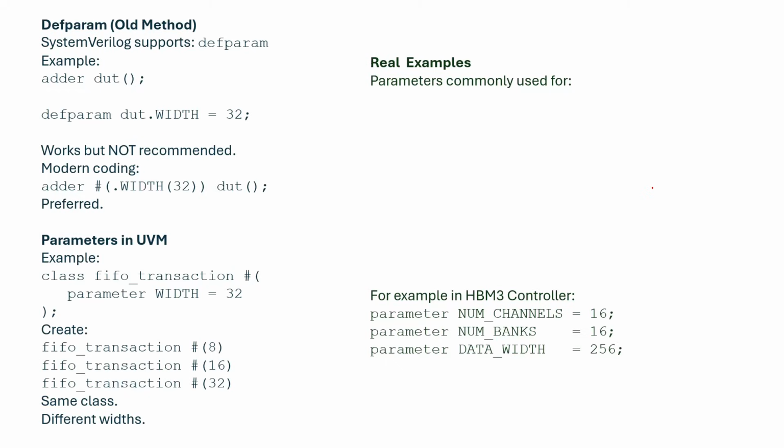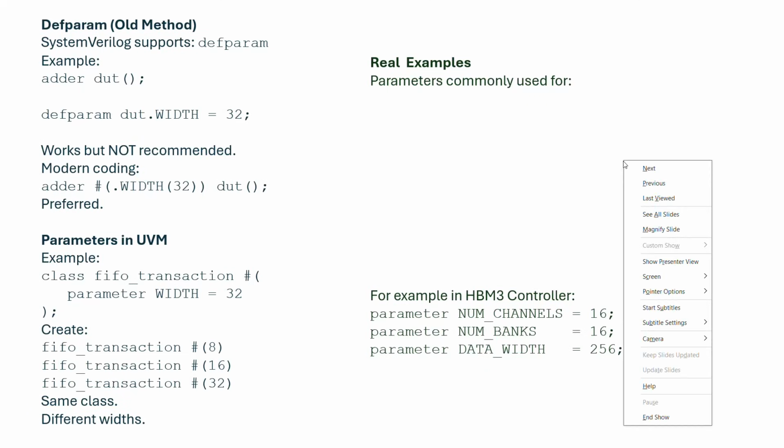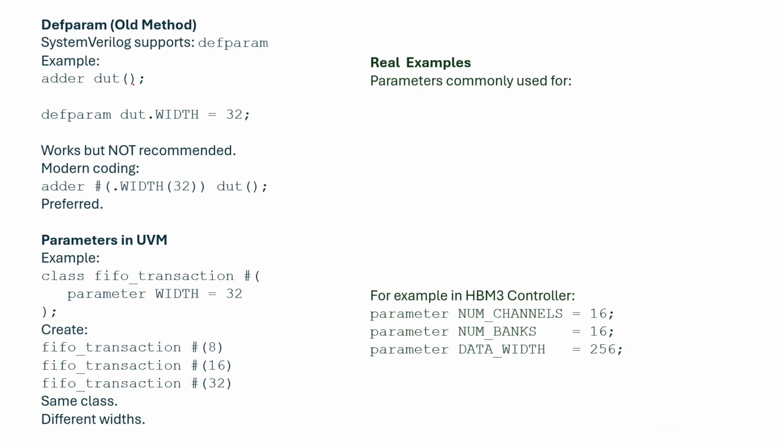And then how we are overriding. Okay, defparam we are using. Defparam is the old style of overriding the parameters. Same thing, you are just overriding for different parameters. So how am I overriding? defparam, that means define parameter, dut.width equal to 32. In this way I can override it. But it is an old style.